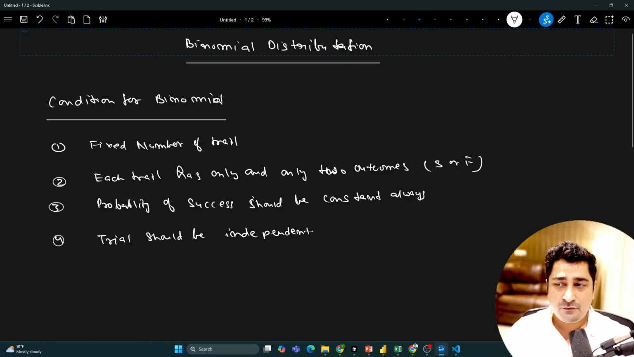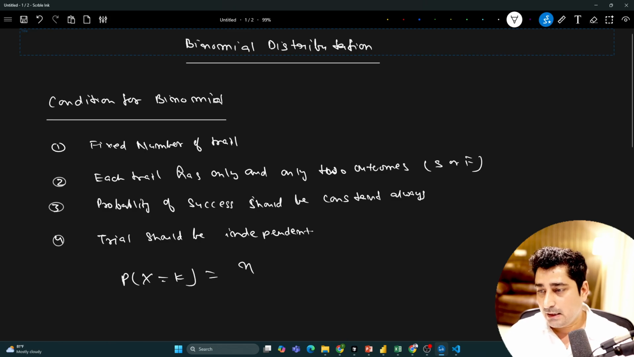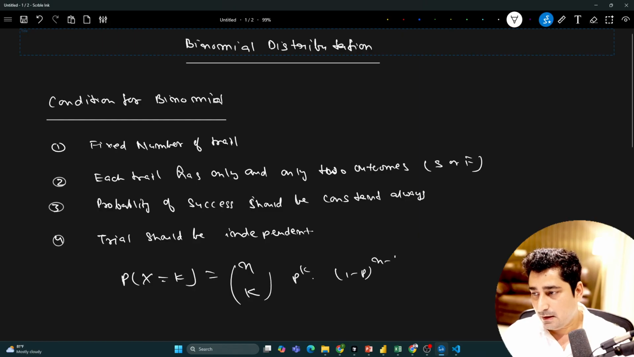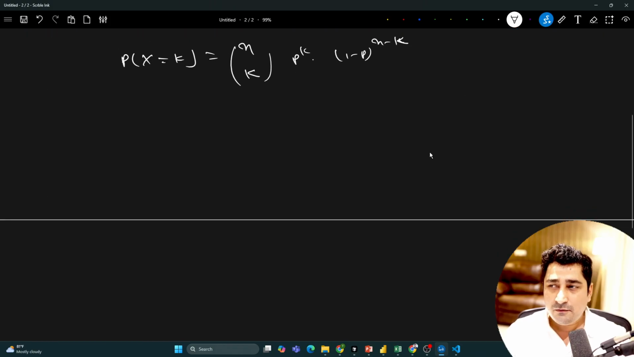So these are the four conditions. If I talk about the formula, it says P(X = k) = n choose k, times p to the power k, times (1 minus p) to the power n minus k. This is the formula. Many of us must be struggling to understand this entire formula, so we'll try to explain it here.